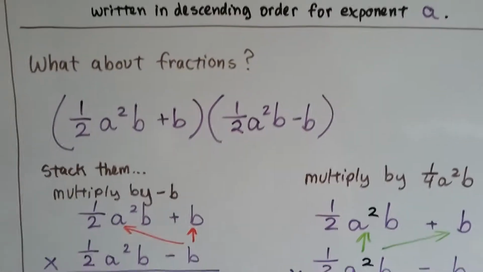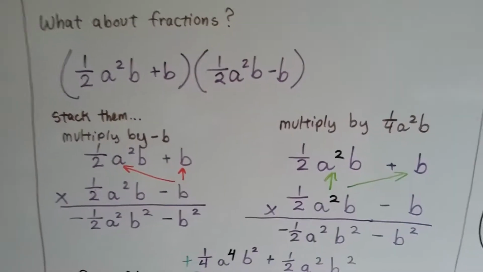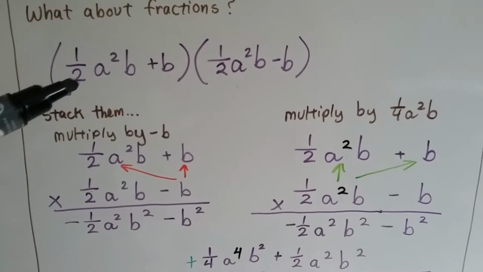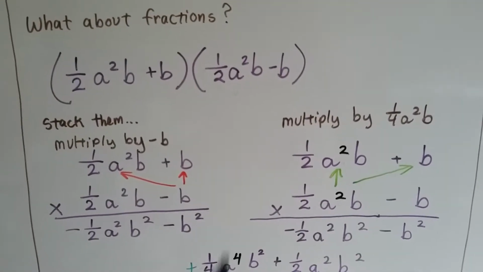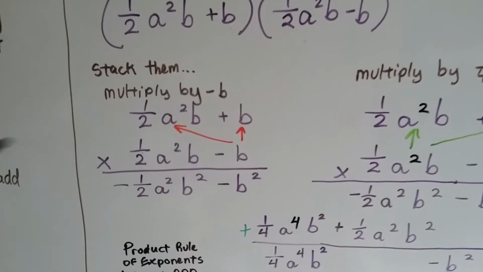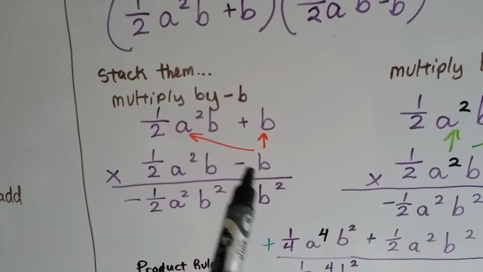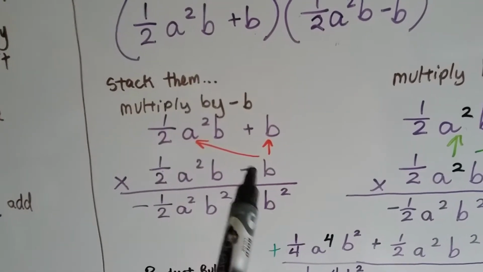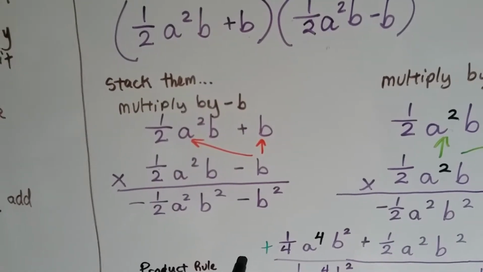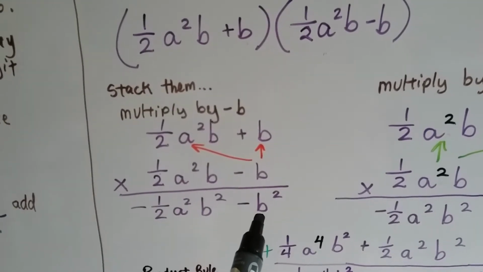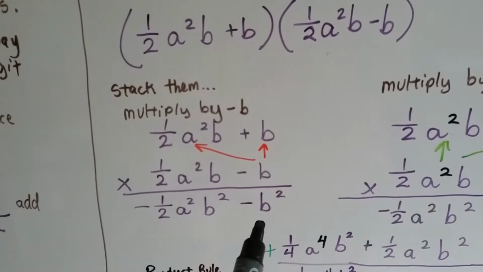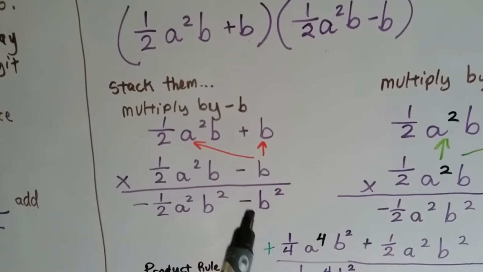Now what about fractions? Yeah, we can do the same thing with fractions. We could do FOIL method, but we can also stack them. So we've got one half a squared b plus b and one half a squared b minus b, and we can multiply them together. So now they're stacked, and we're going to do this negative b to the positive b and to the half a squared b, just as if it's in the ones place, and negative b and positive b makes negative b squared. See, we add the two exponents. A b and a b makes b squared, and because it's a positive and negative, we get a negative.